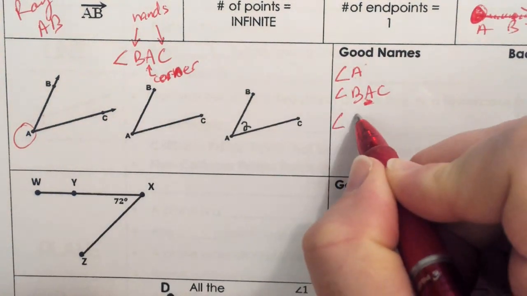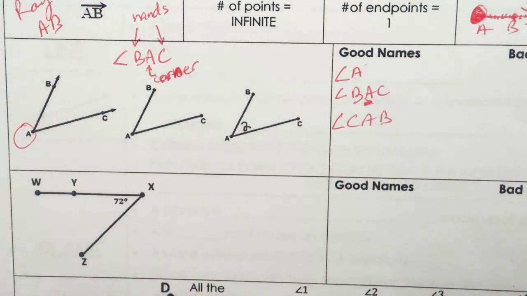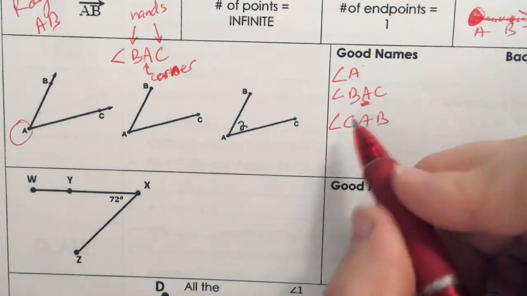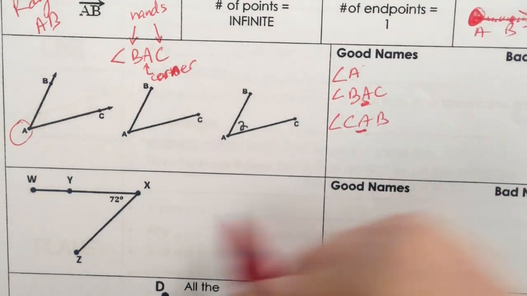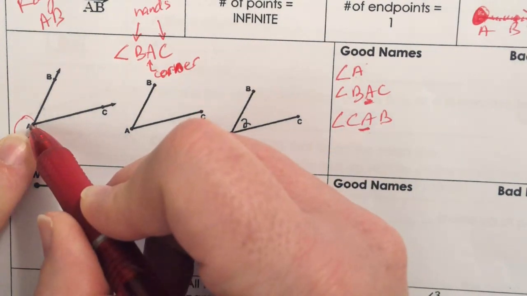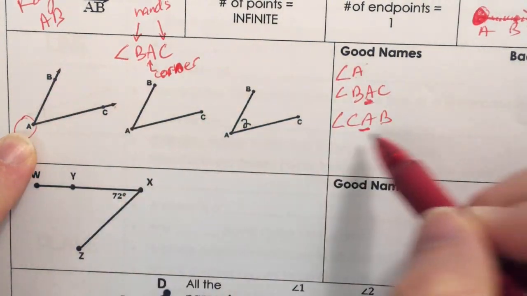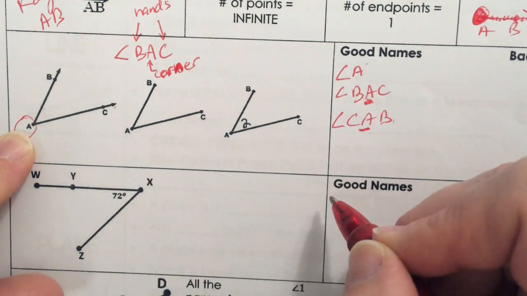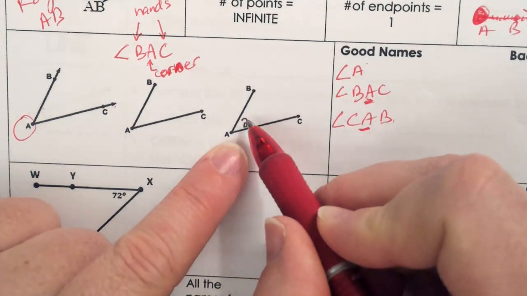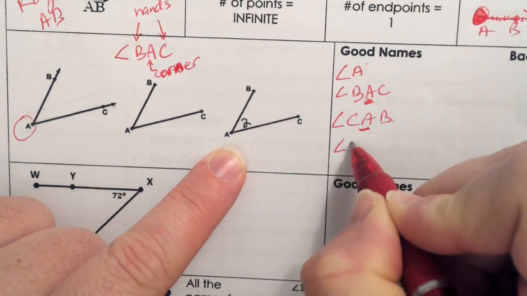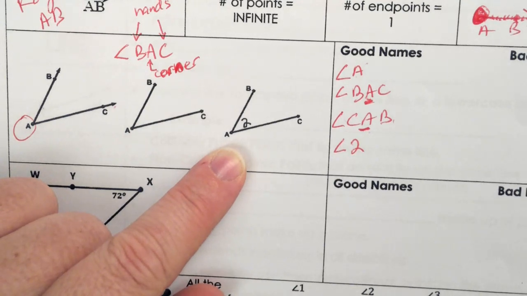CAB. That's another good one, where A is the center again, and you're pointing towards C, and you're pointing towards B. So you're at A, you're pointing towards B, you're pointing towards C. That's where your hands are located. We can also call this angle 2.